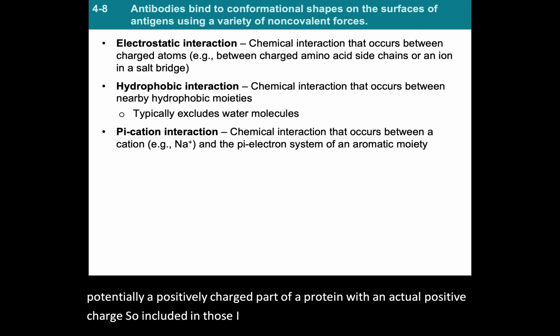So here are the non-covalent forces that can hold it together. You can have your electrostatics, positive and negative. And so this is showing a group that would be commonly positive, an amino group, and a common negative group, this carboxyl ion.